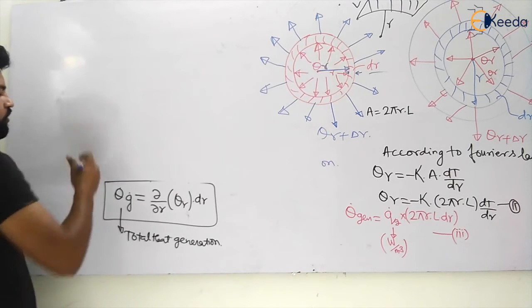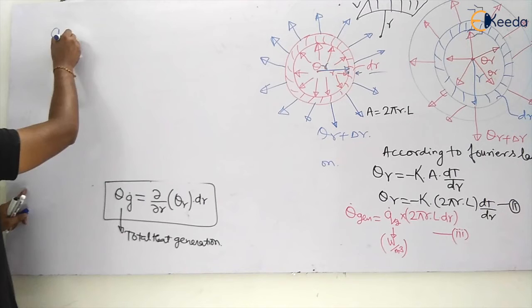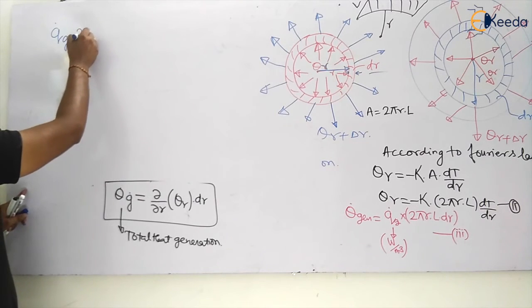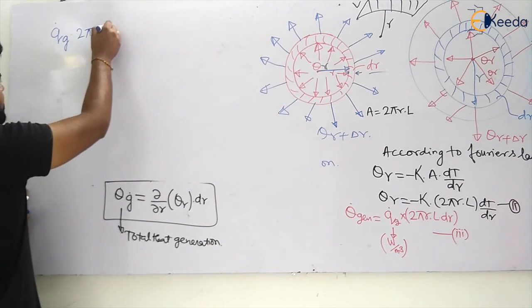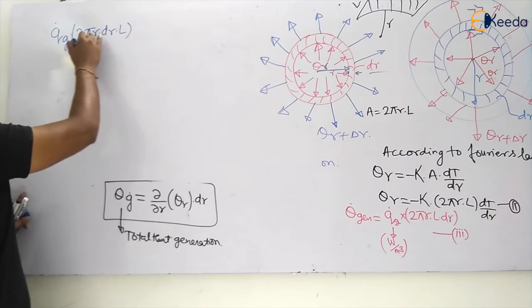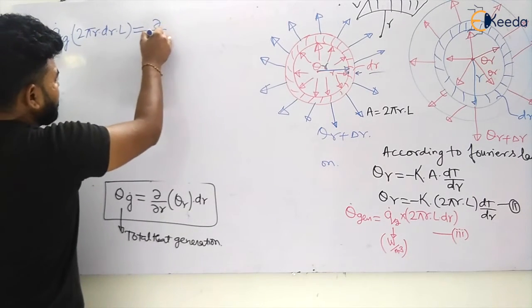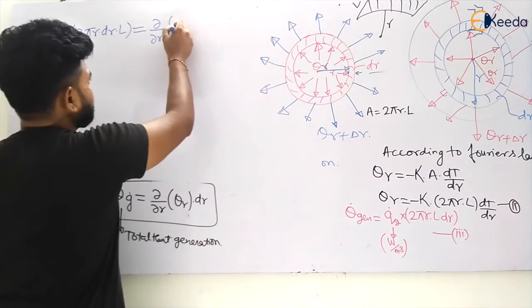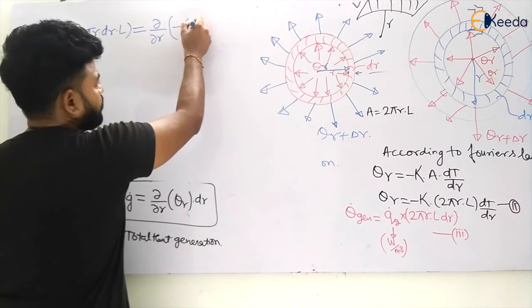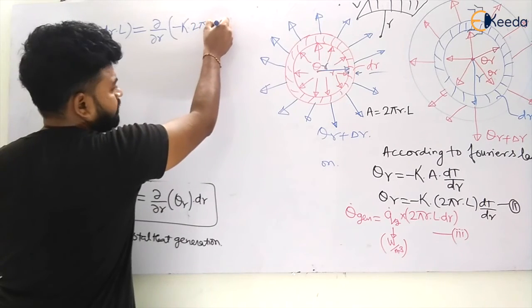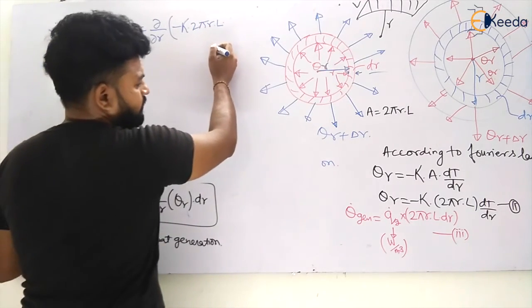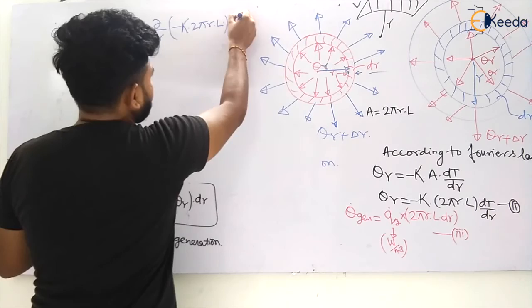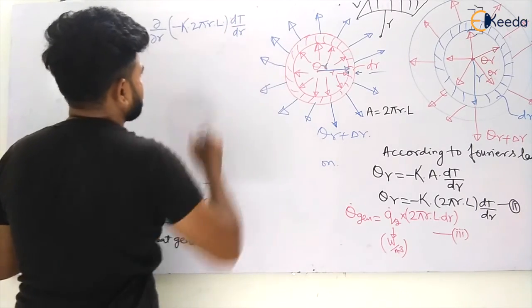So Qg is equal to your heat generation per unit volume into 2 pi r dr into L. Okay, it will be equal to del by del r of Qr. This will be Qr, which is minus kappa A, that is 2 pi r L, into dt by dr, my dear students.